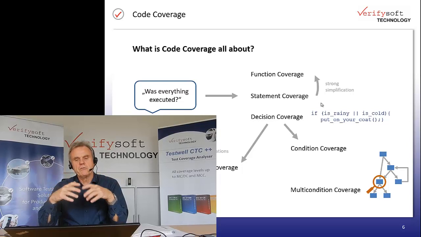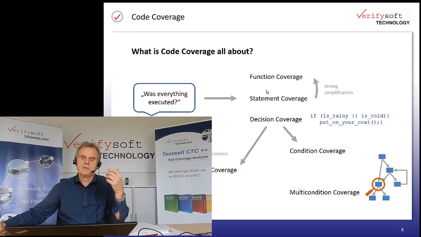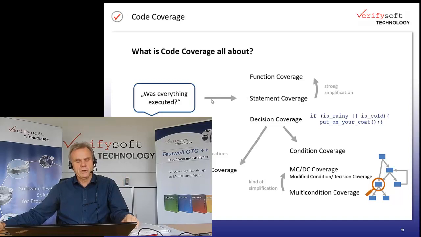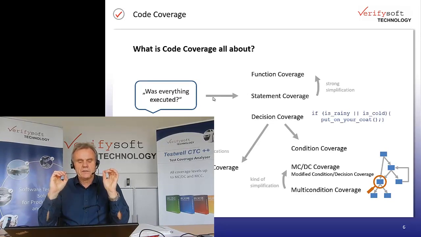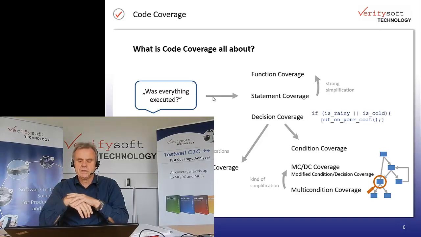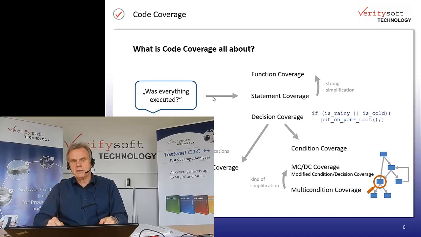However, this leads to a very, very large number of test cases, and for this reason, in practice, we have a simplification here, which is modified condition decision coverage, also called MCDC coverage. MCDC requires only the test of those combinations that affect the outcome of the decision independently of the other conditions. So MCDC achieves the same level of confidence as multi-condition coverage with fewer test cases. Therefore MCDC coverage is the highest code coverage level which is required by the usual safety standards.